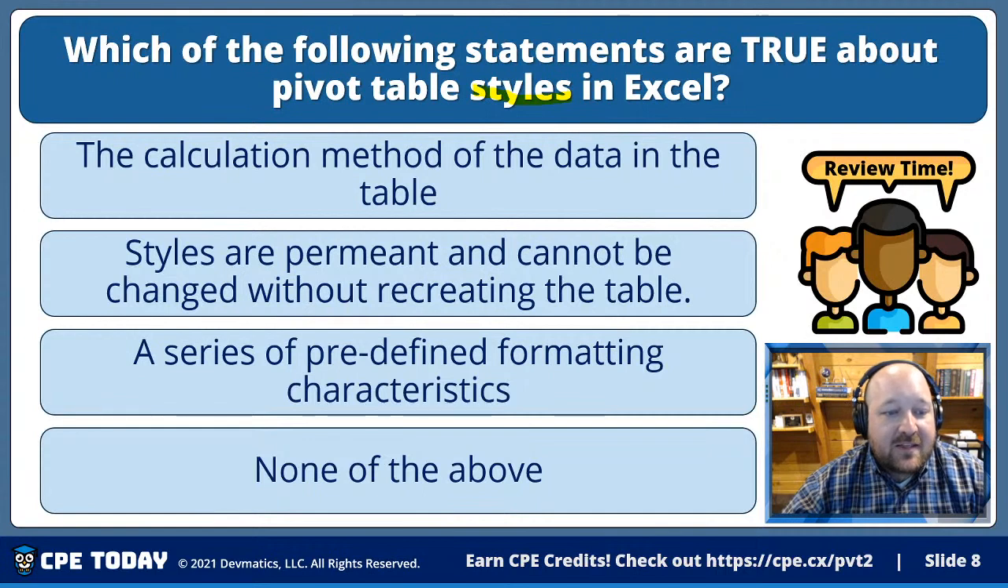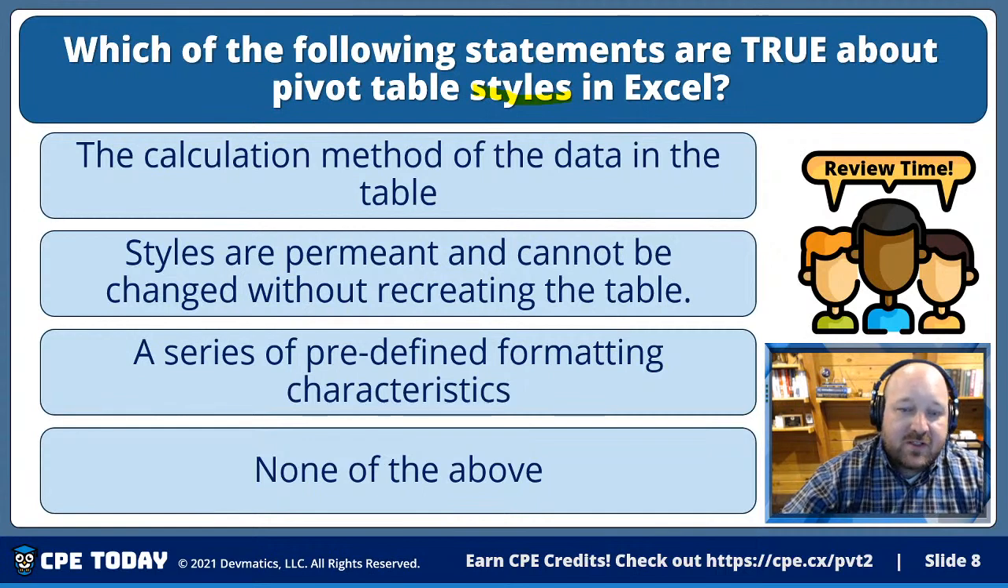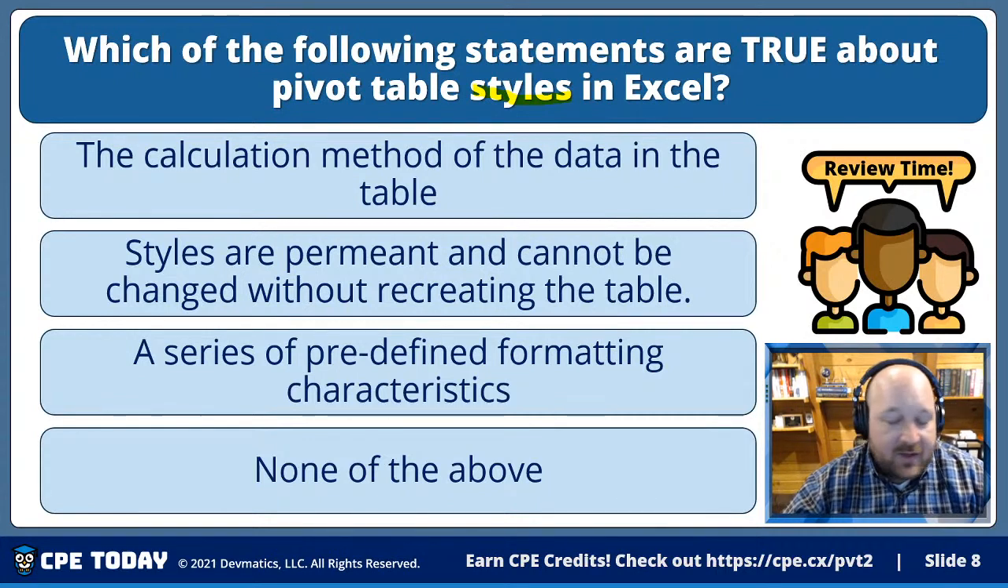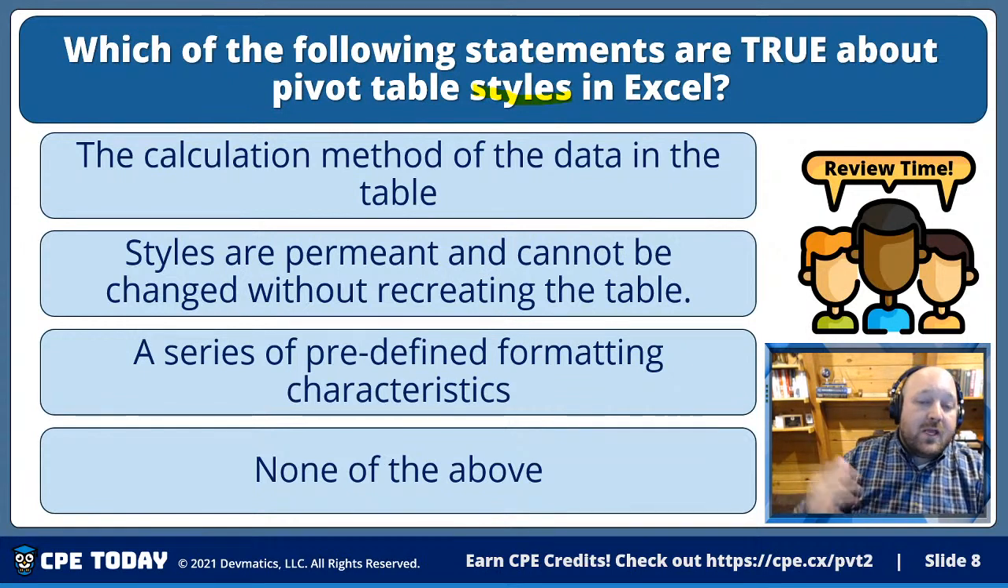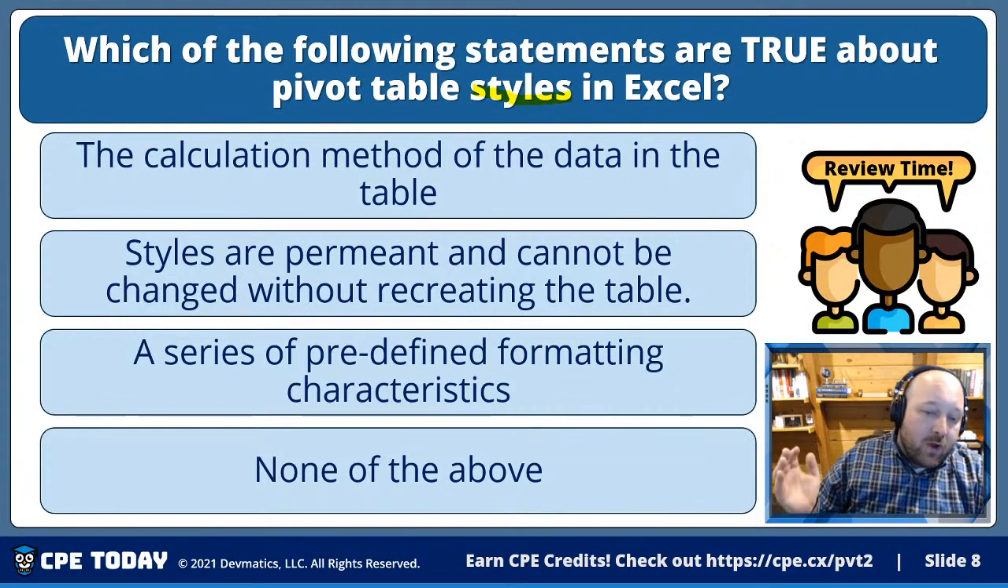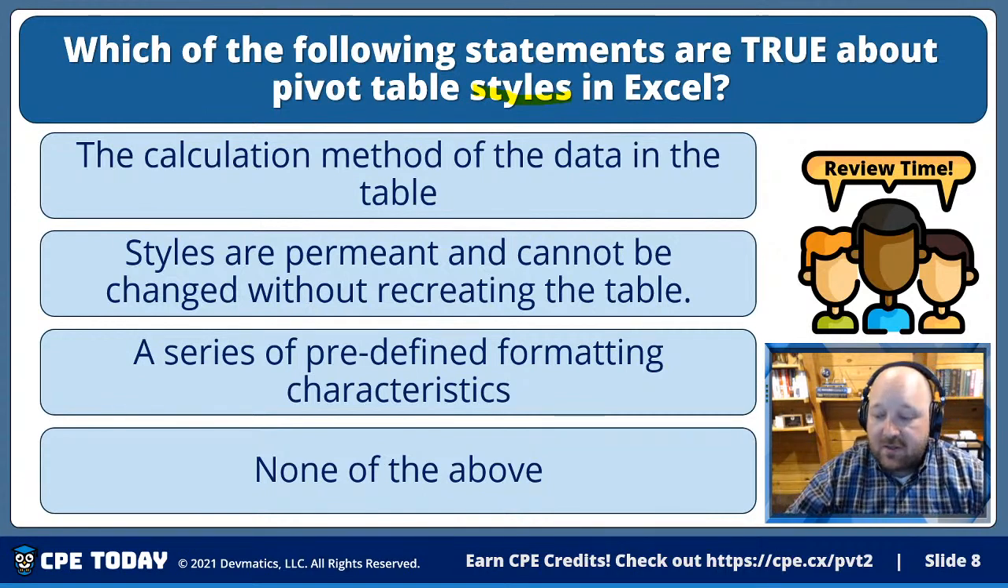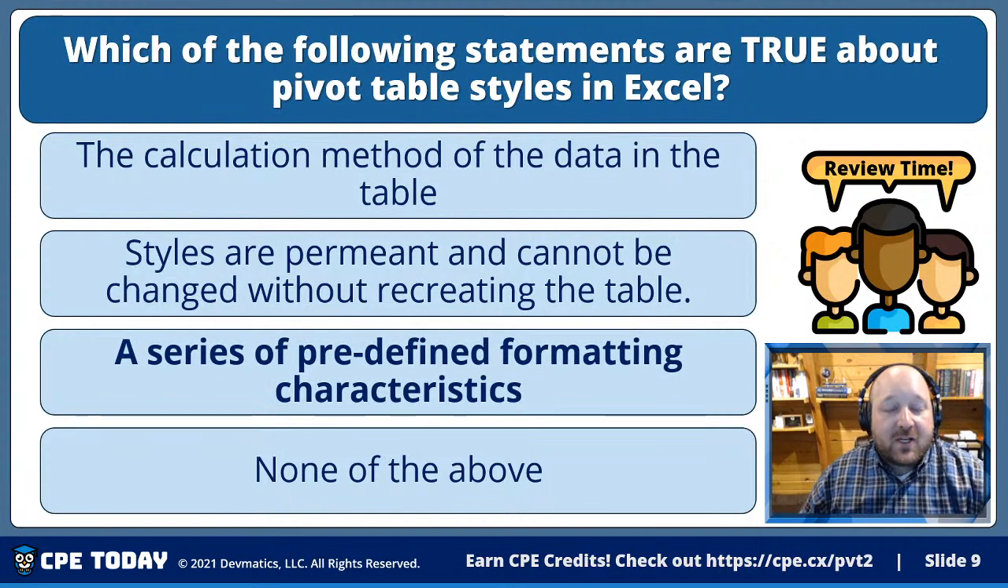Is it a series of predefined formatting characteristics? You betcha. That is what styles are inside of pivot tables. We predetermine colors for the rows, for the columns, the banding, the totals, you name it. We basically just go ahead and tell Excel what that should look like, and then we can easily recall that with just a simple click of the button for the specific format that we would like to use.